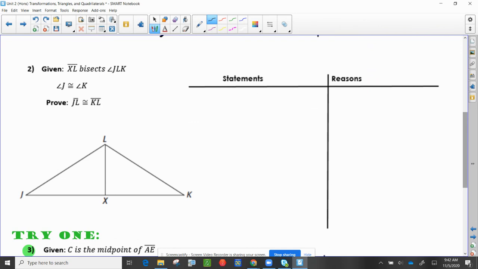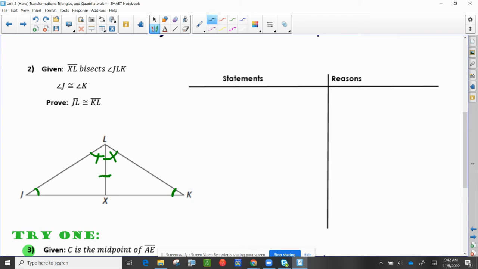So in number 2, it says XL bisects angle JLK. So I'm going to mark that. If it bisects JLK, that means this angle has to be congruent to that angle. If it bisects it, it cuts it exactly in half. So we have 2 congruent angles there. We're also told that angle J is congruent to angle K. So I'm going to mark that in the picture. And then again, we have our reflexive property there. So we know that LX is congruent to itself.